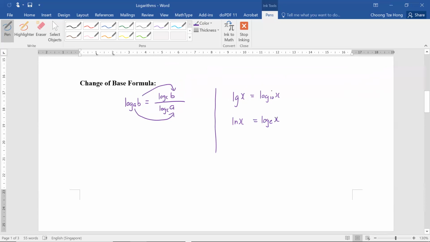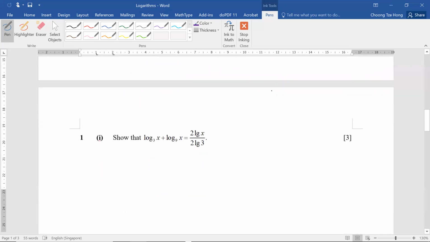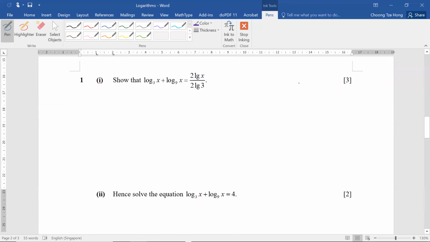So these are two things that you need to take note of. Because straight away over here you can see there's two LGs over there. So we have to show log base 3 of x plus log base 9 of x is 3 log x over 2 log 3. So we should start off from the left side, and then we move to the right side, and then we try to show this. So we have log base 3 of x plus log base 9 of x.